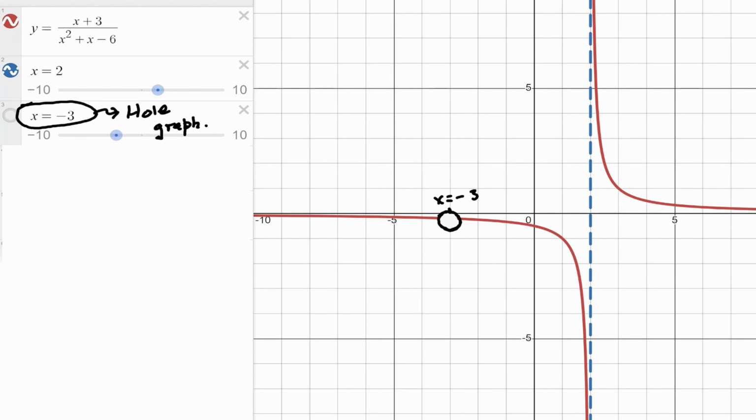We cannot forget that in the original function that we were given, we cannot use the value of -3, and we cannot use the value of +2. They still make our denominator equal to 0.